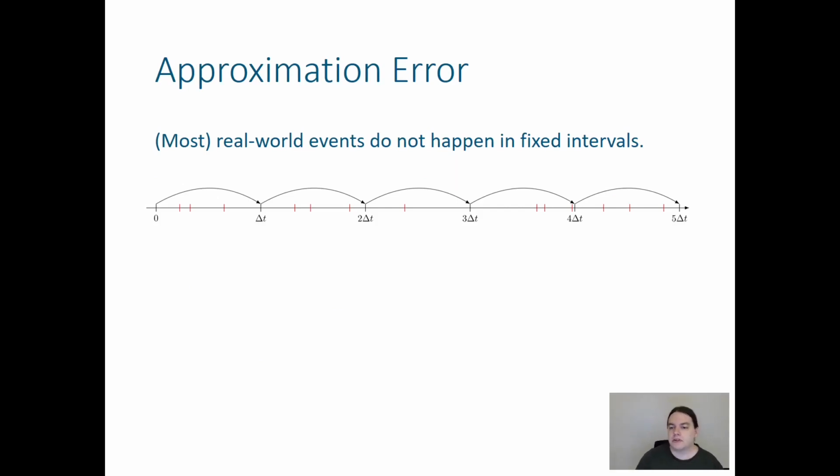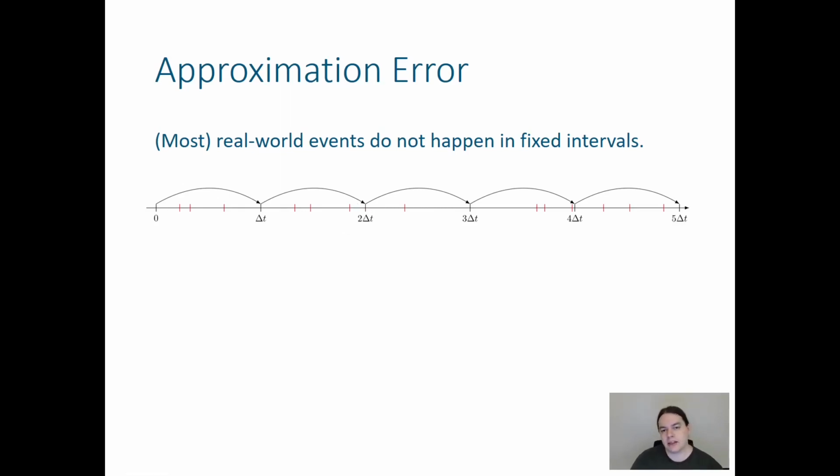So what's the source of this problem? Well, most real-world events actually do not happen in fixed intervals. So the actual events you want to simulate would usually happen between these time steps. These are these red tick marks. Sometimes we'll have only one event between two time steps. And sometimes there will be multiple events, and they all have to be processed simultaneously at this following time step.